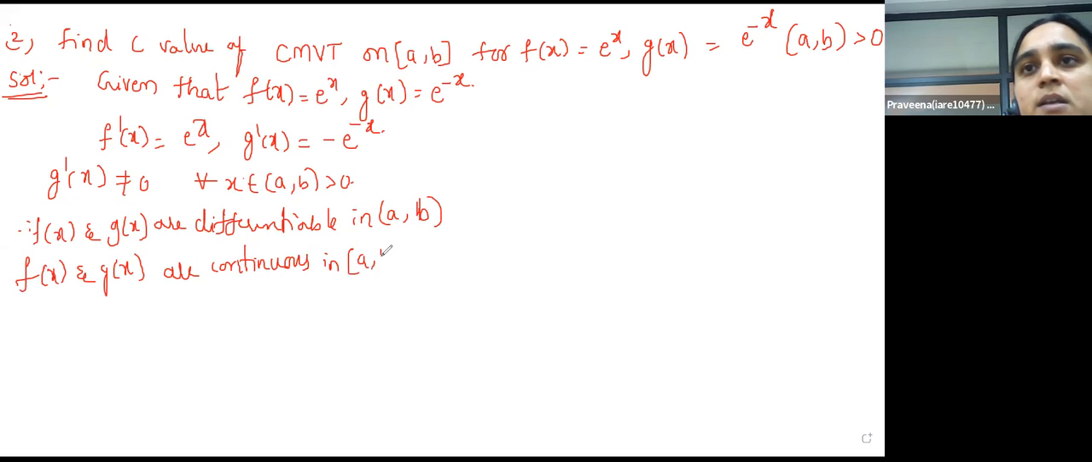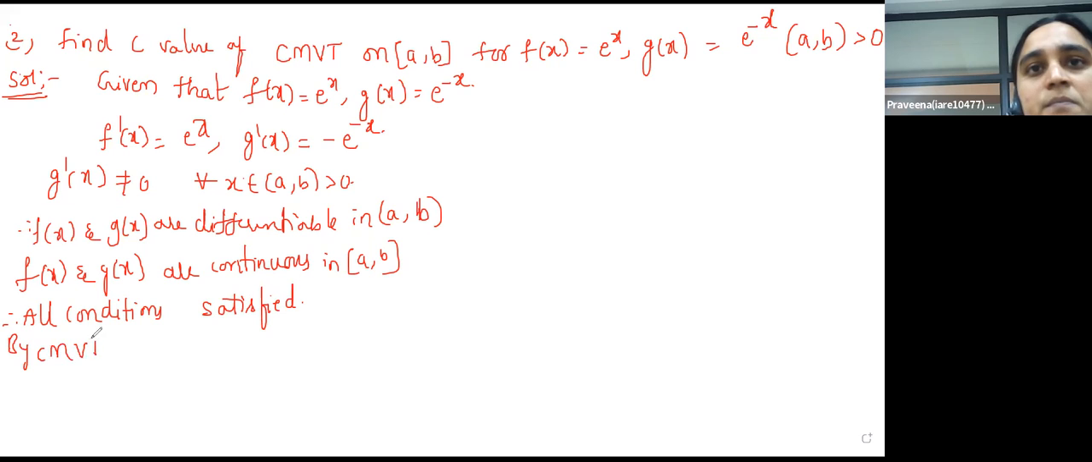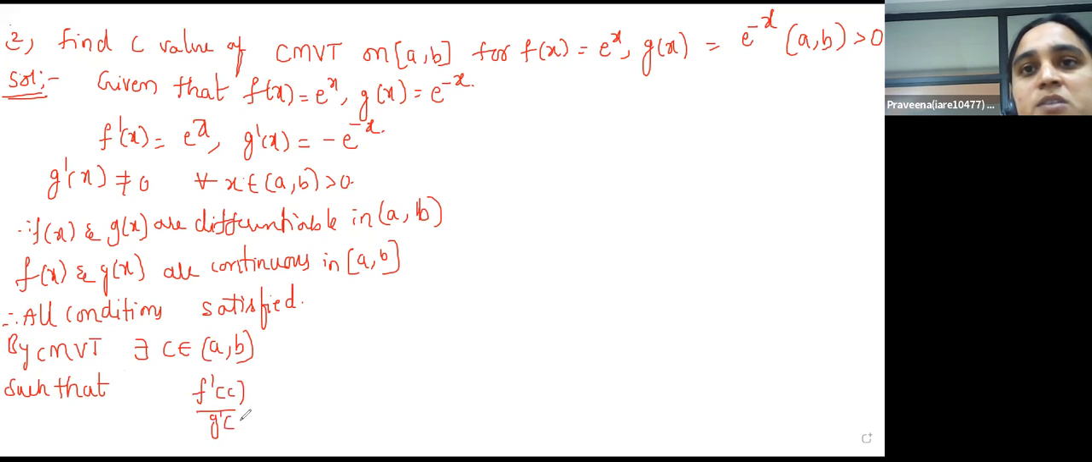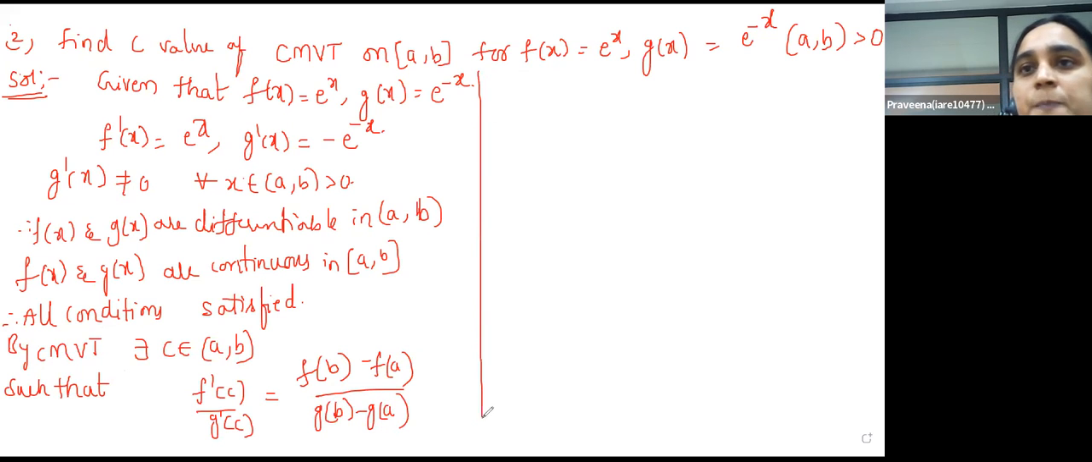In closed interval a comma b, therefore all conditions are satisfied. Then by Cauchy's mean value theorem, there exists c belonging to (a, b) such that f dash of c by g dash of c is equal to f of b minus f of a by g of b minus g of a. This is the formula.